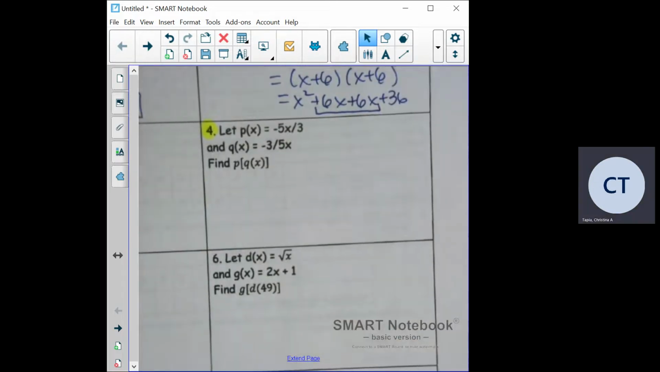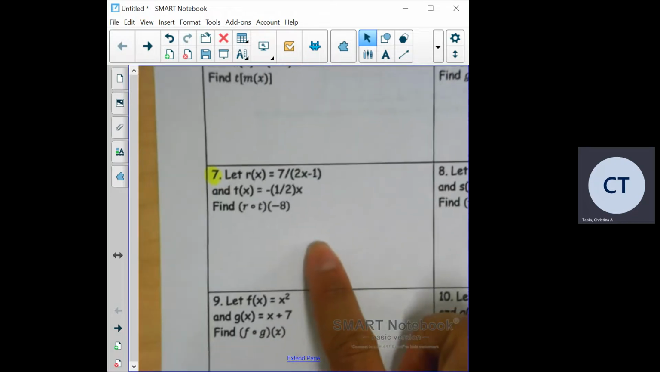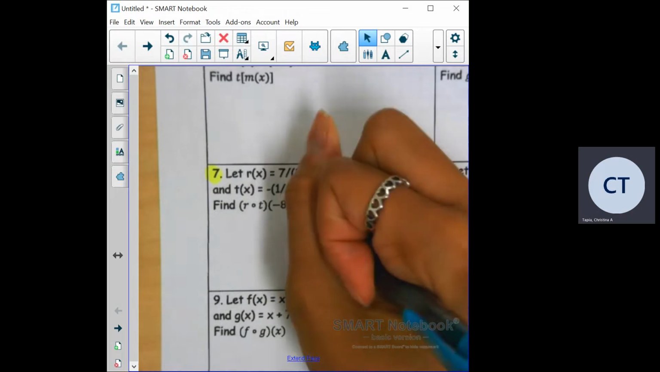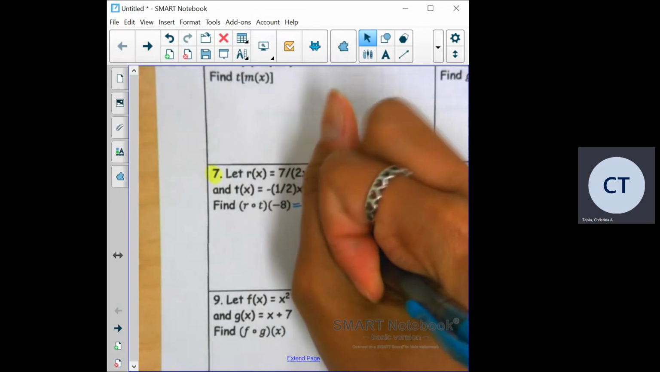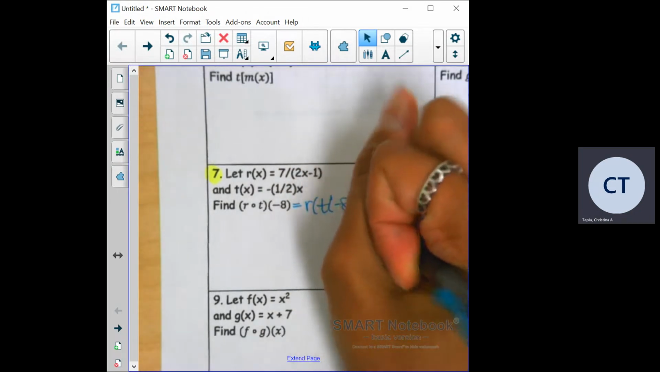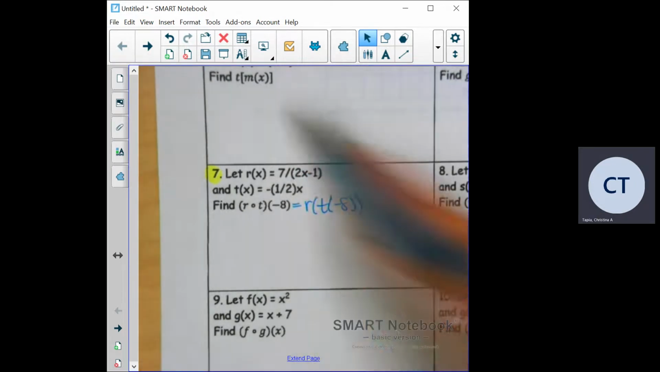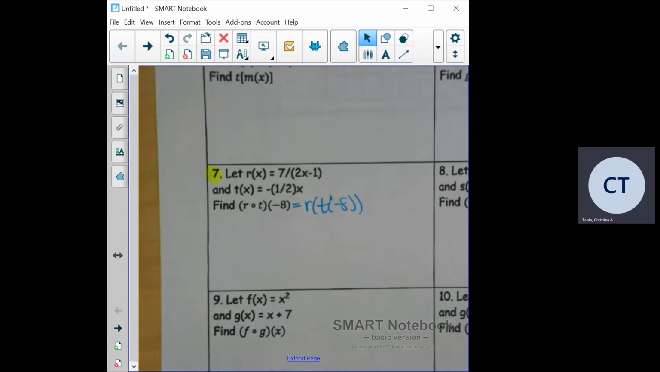I'm actually going to do 7 before 4 because 7 I think is easier since it has a number. Question 7 has that composition notation. So I'm going to put r of t of -8. You can put a bracket around t like it's been doing for the other questions, but you don't have to. It's just grouping it together.